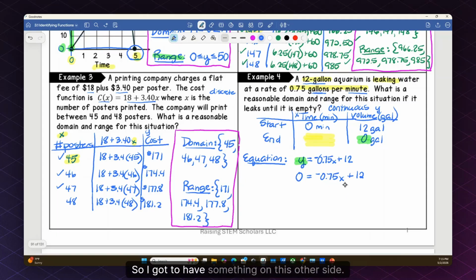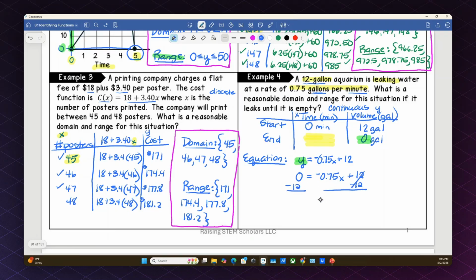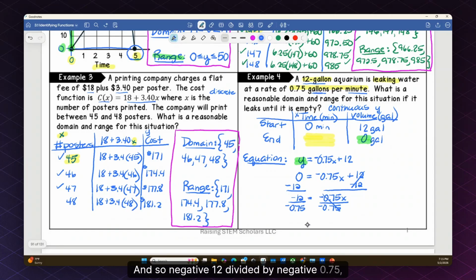All right, so I got to have something on this other side. So I'm just going to move this 12 over. I'm going to subtract 12 from both sides. That cancels. I get negative 0.75x equals negative 12. I can divide by negative 0.75 on both sides, and that cancels. And so negative 12 divided by negative 0.75, as it turns out, is 16. And that means 16 minutes in this case. So my end time is going to be 16 minutes. It took 16 minutes for that to completely drain.